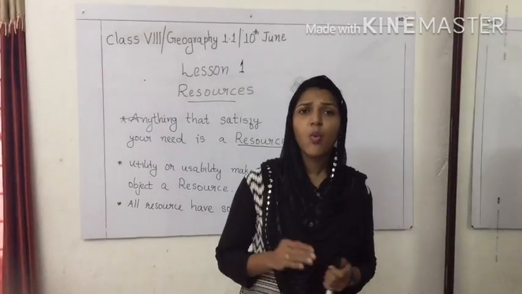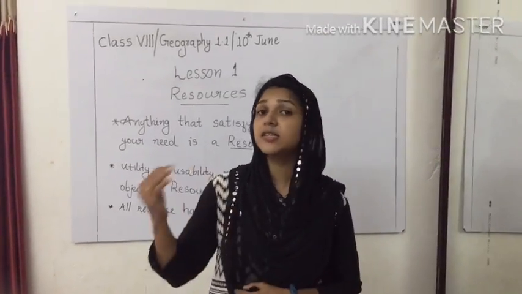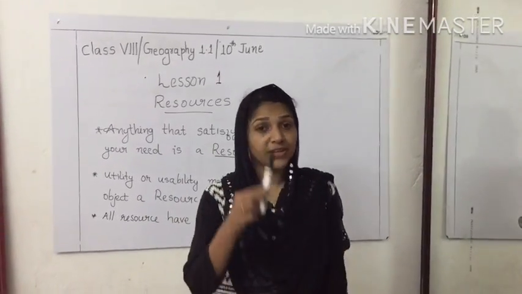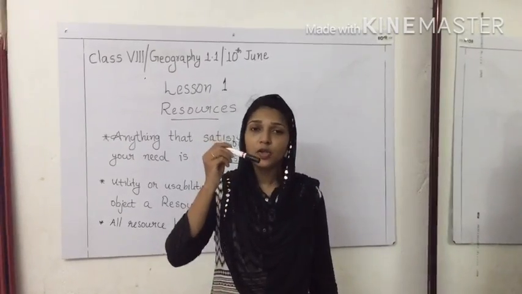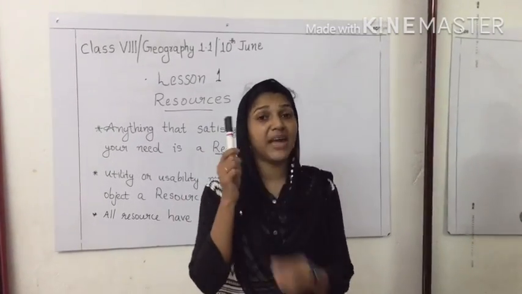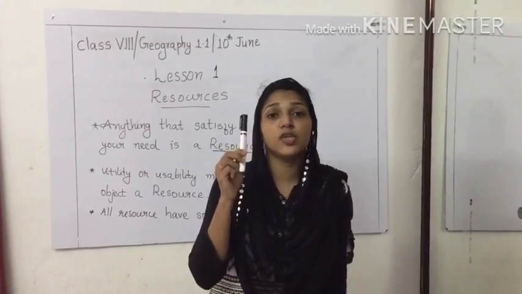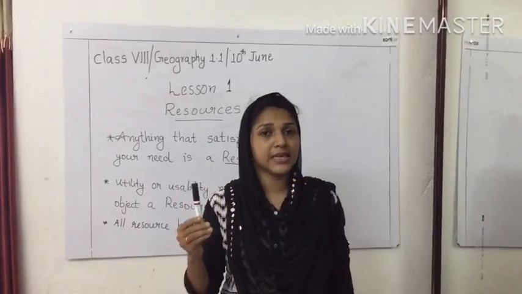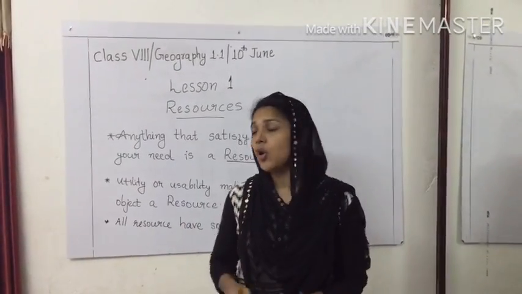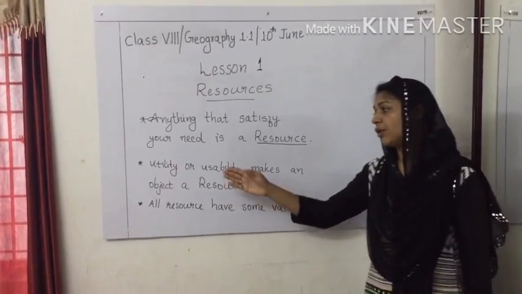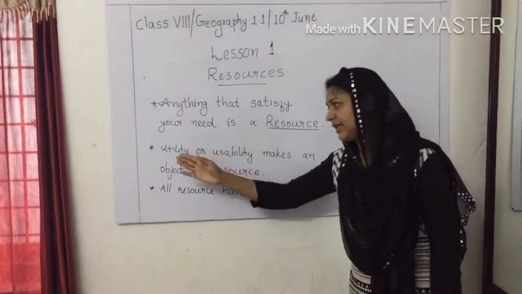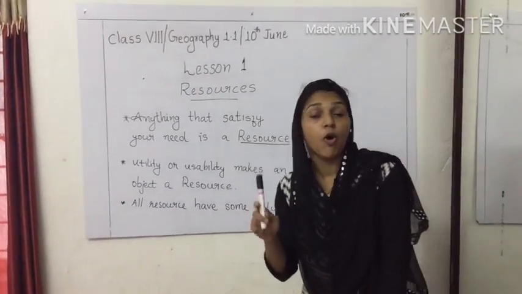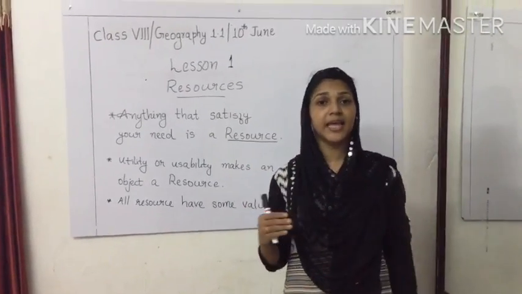Okay, now what makes a substance a resource? How does this pen become a resource? If it has ink and you are using it to write, if it is beneficial or has a use, the usage of writing, it becomes a resource. So, the utility or usability of a particular object or substance makes it a resource.